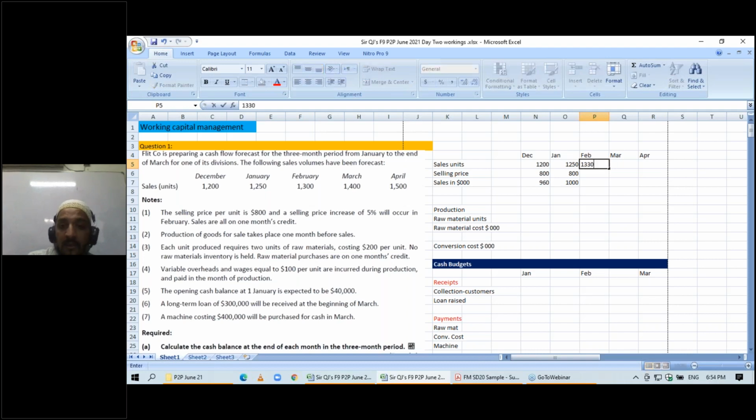In February, the sales units are 1300. Multiplying this by 800, 1300 into 800 will give you 1,092,000. Then in March, 1400 units will be sold at 840. In February also the selling price is 840. So 1300 into 840, please use your calculator, students. In March, 1400 into 840 will give you 1176. Then April, 1500 multiplied by 840, 1260 will be the sales amount. Yes, Idrissa, in February, March, and April, I have increased the price by 5%. So it is now 840.